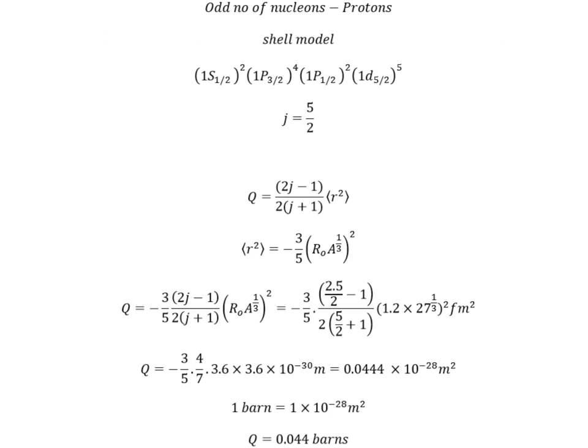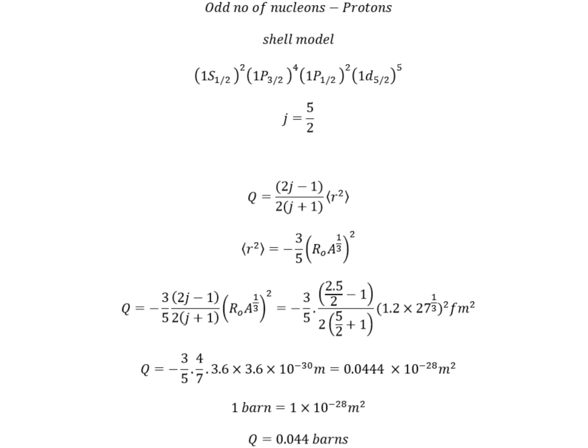Now the odd nucleon is a proton. So using the shell model, in order to arrange 13 protons, we fill 1s1/2, 1p3/2, 1p1/2, 1d5/2. So j is equal to 5 by 2. Now the quadrupole moment is given as (2j minus 1) by 2 into (j plus 1) into the average value of r square. Now the average value of r square is minus 3 by 5 (r0 A raised to 1 by 3) all square.